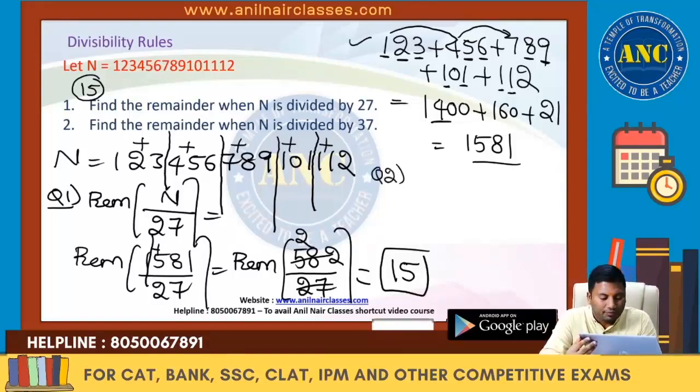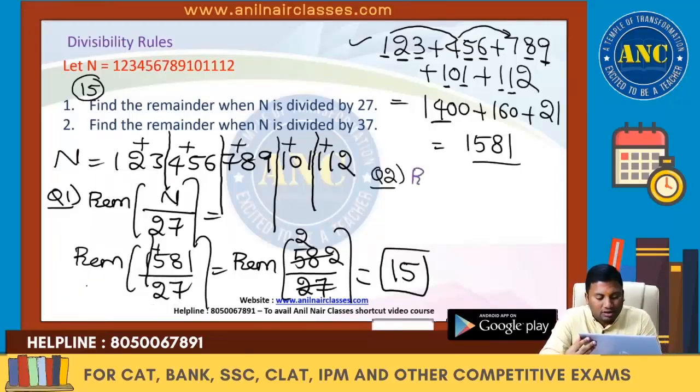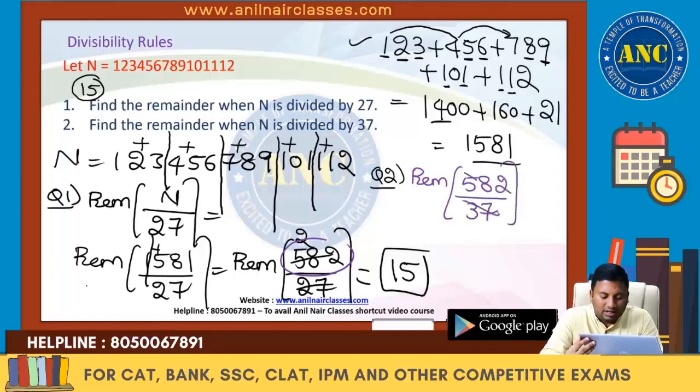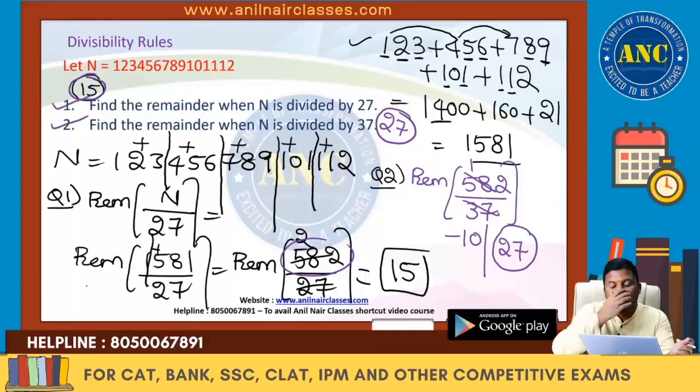Question 2. Find the remainder when you are dividing the number by 37. So same thing I will get. Till here it is same. 582 divided by 37. 37 ones are 37, remaining is 212. 37 sixes are 222. Minus 10. If it is a negative remainder, minus 10, the positive remainder will be 27. Second one, answer is nothing but 27. First one, answer is nothing but 15. I hope the idea is clear.